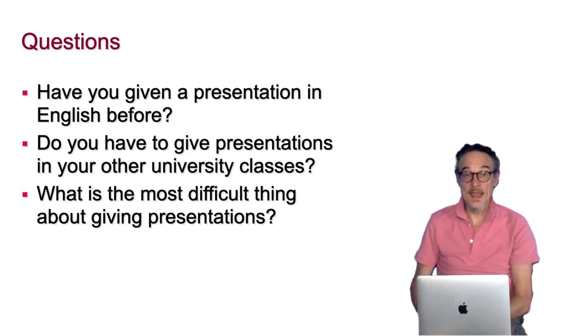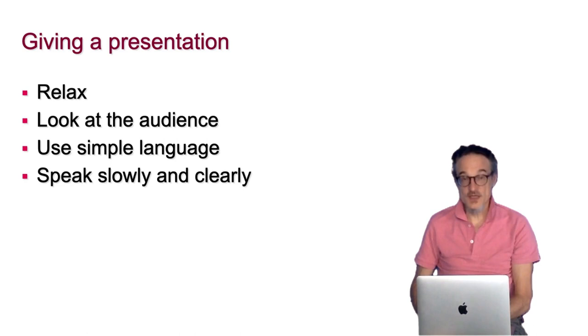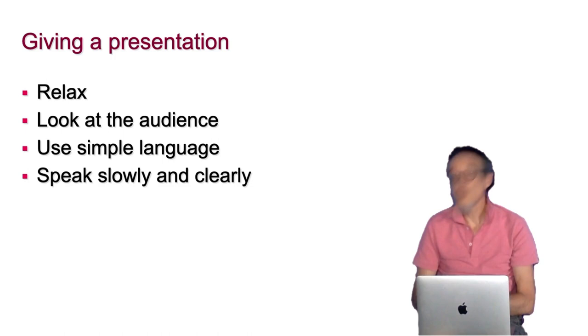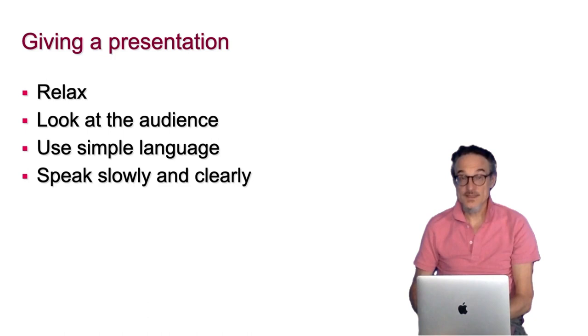So when you do come to give your presentation, the important things to do are, first of all, relax. If you've done your preparation well and if you've practiced, it's easy to relax. It's quite difficult relaxing if you haven't practiced and if you're nervous. Also, look at the audience. Don't look at your feet all the time, or don't look out of the window. Try and look at the audience, make eye contact. Use simple language. Simple is always best. And speak slowly and clearly.